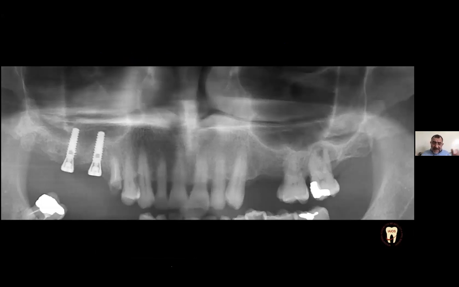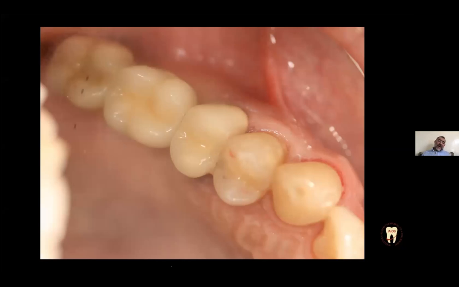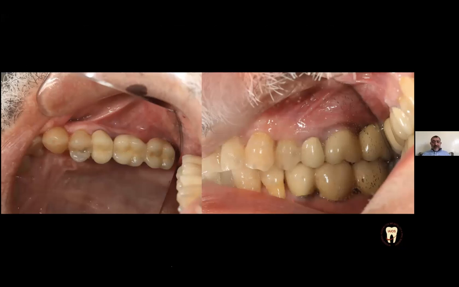Now you can see here in the panoramic X-ray that you have new bone regeneration around your implant. And you can see here the case finished, and these are the pictures after 5 years.